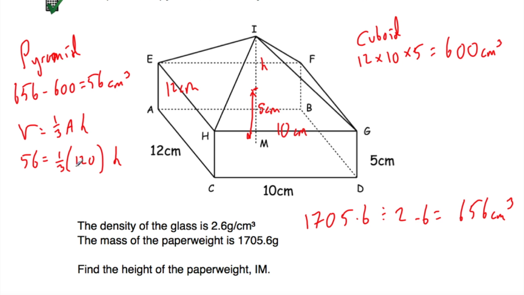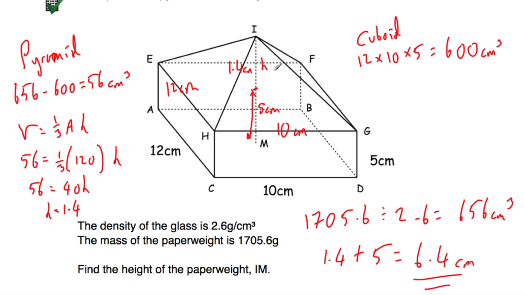So let's solve this equation. A third of 120 is 40, so we've got 56 is equal to 40H, and if we divide by 40, 56 divided by 40 is equal to 1.4, so H is equal to 1.4. So that's 1.4 centimeters from here to here, the height of the pyramid, and the height of the cuboid was 5, and if we add those two together, 1.4 plus 5 is equal to 6.4 centimeters, and that's what IM is, the height of the paperweight, and that's it.